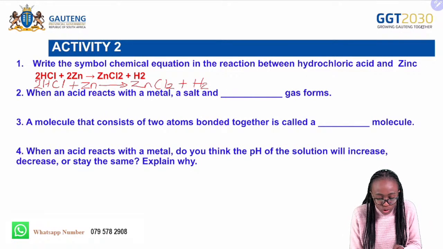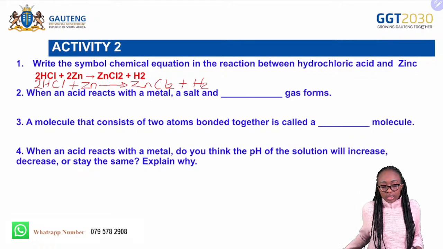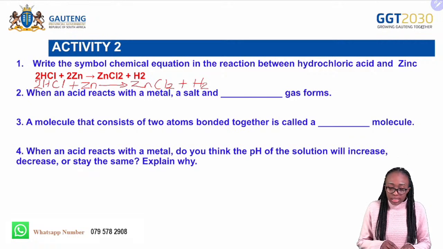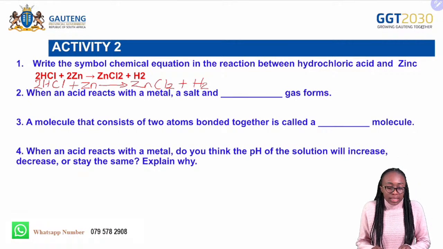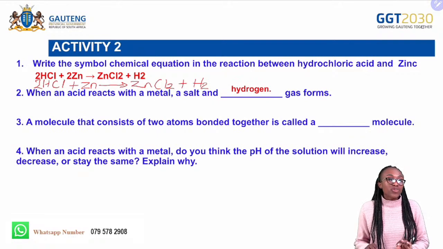And then we have 2 hydrogen atoms on the right-hand side and 2 hydrogen atoms on the left-hand side. So there is our balanced equation. And then the second question reads, when an acid reacts with a metal, a salt and blank gas are formed. So we form hydrogen gas. I'm sure you got that clue from the first question.